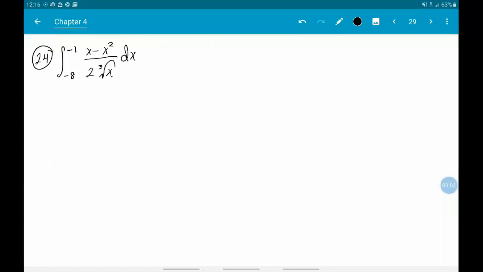So I want to show you a few more examples. Let's look at this one. This is number 24. We could rewrite this as a 1/2 times x minus x squared over the cube root of x. And algebraically, that would be equivalent. And the benefit of doing that is pulling that 1/2 out, and then we can just deal with it later.